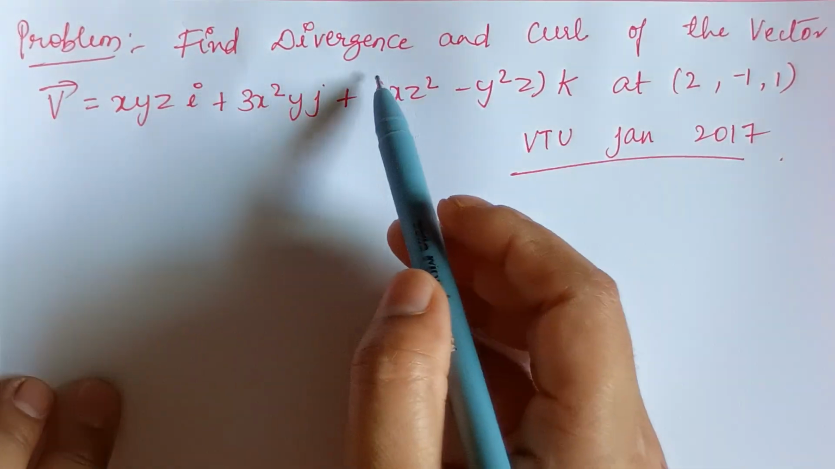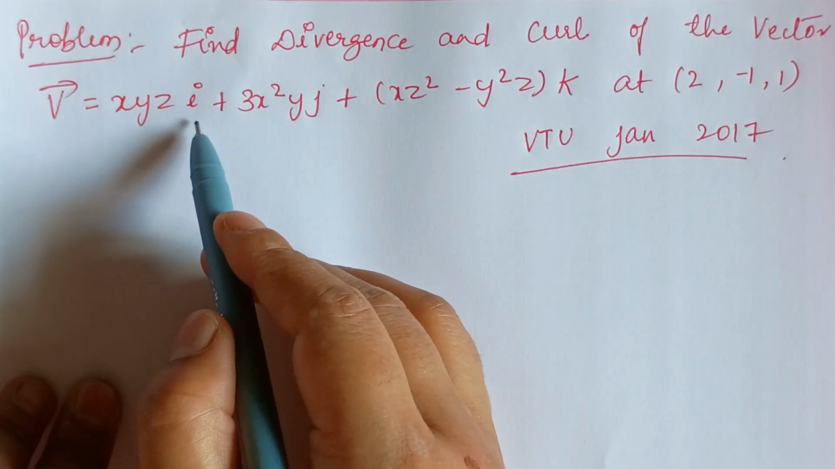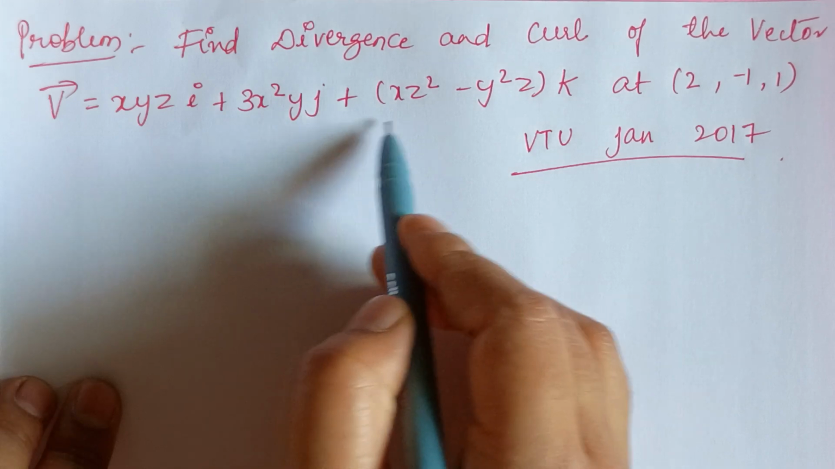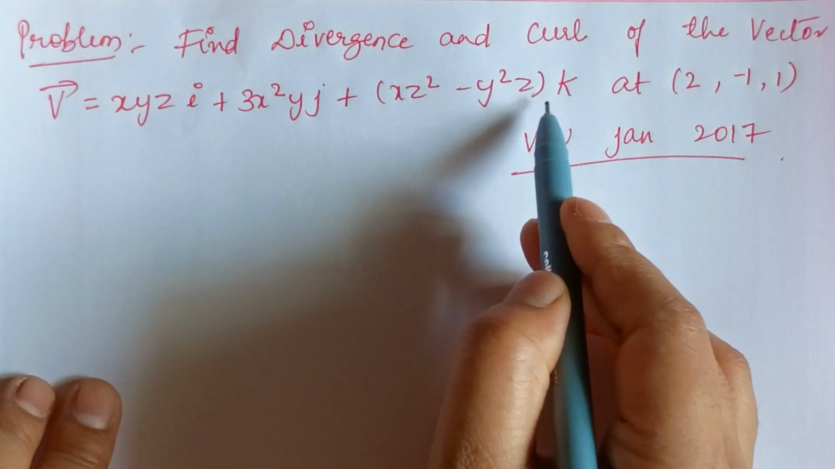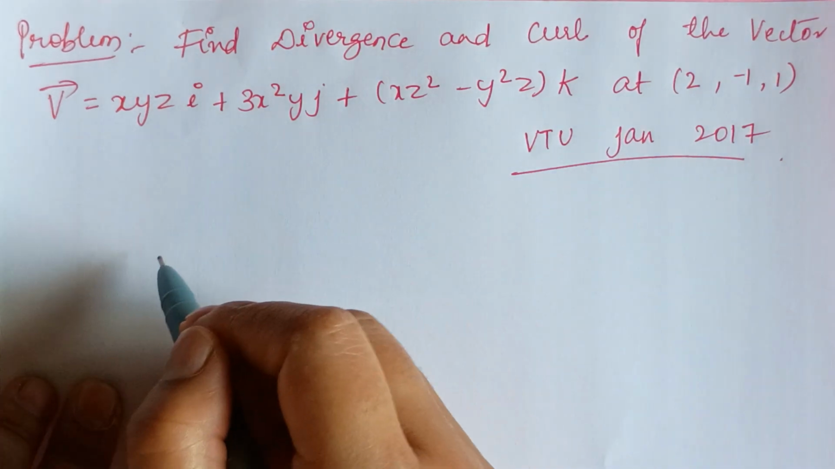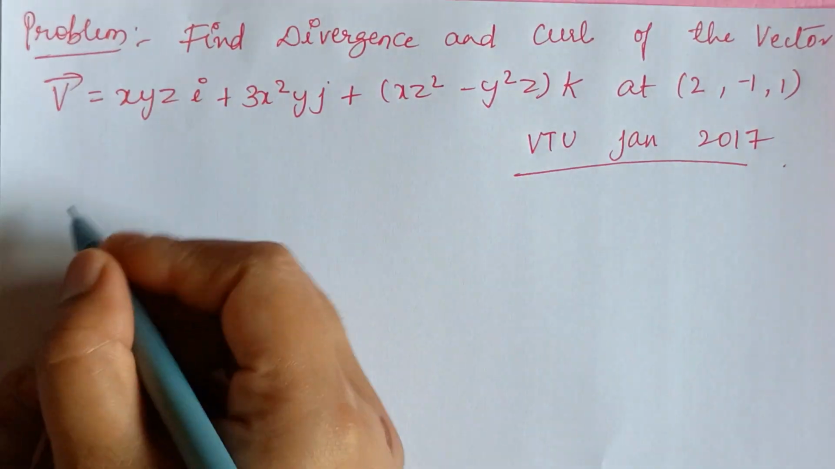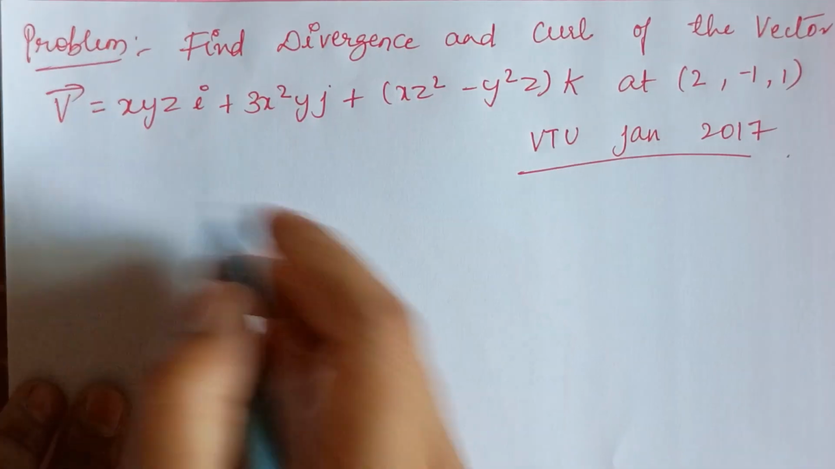In this video, we are going to find the divergence and curl of the vector v equals xyz i plus 3x²y j plus (xz² minus y²z) k at the point (2, -1, 1). This question was asked in the 2017 VTU paper. Now let's focus on the solution.